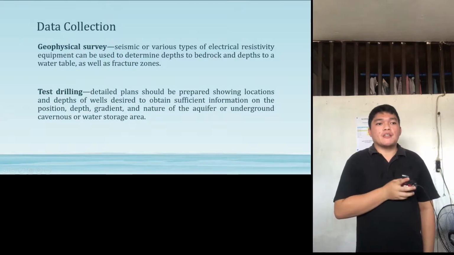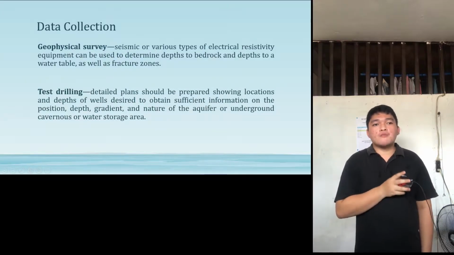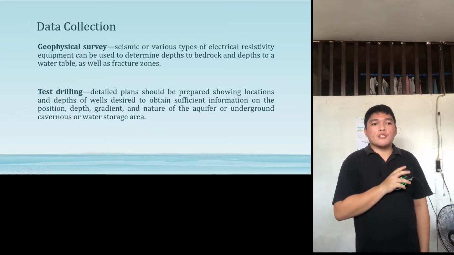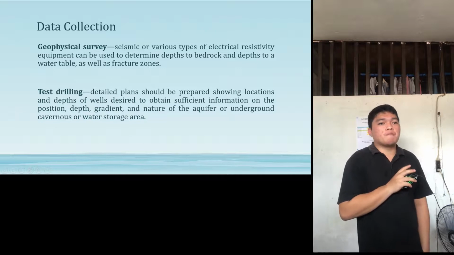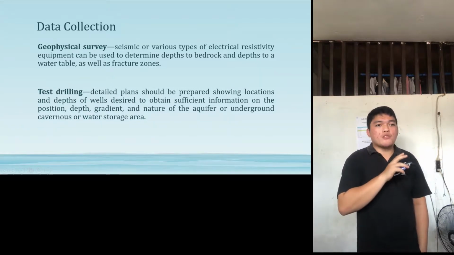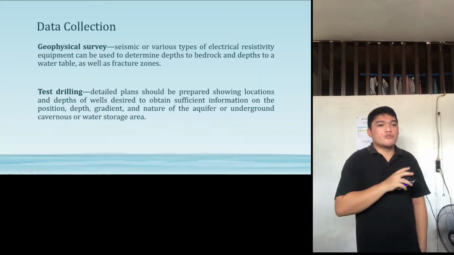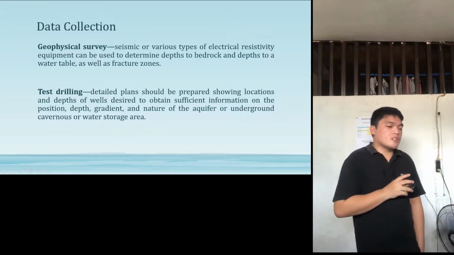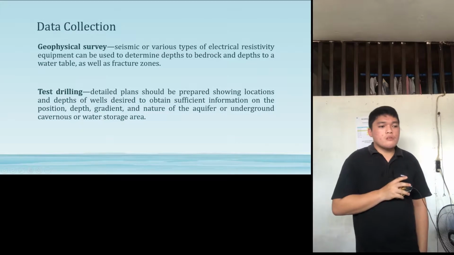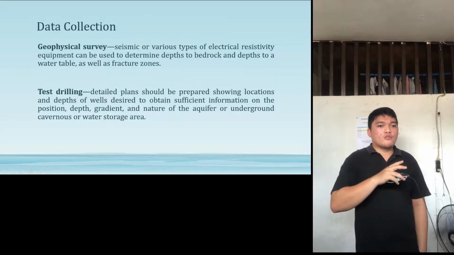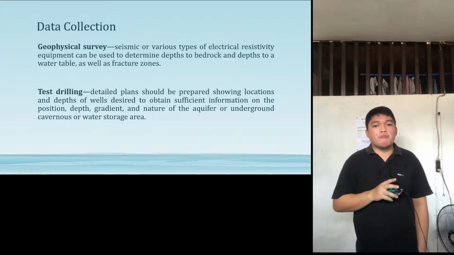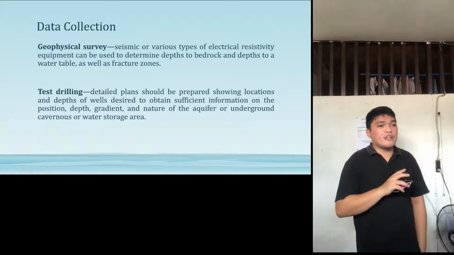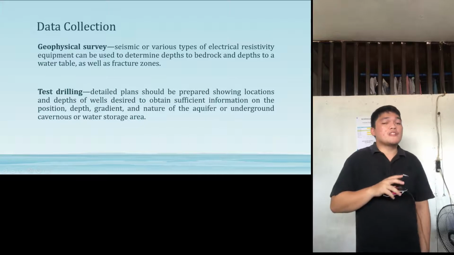Geophysical survey, seismic or various types of electrical resistivity equipment can be used to determine depths to bedrock and depths to a water table as well as fractured zones. So, geophysical survey is a way to know the depth to a bedrock and depth to a water table in a certain place or a certain area that we need to investigate.